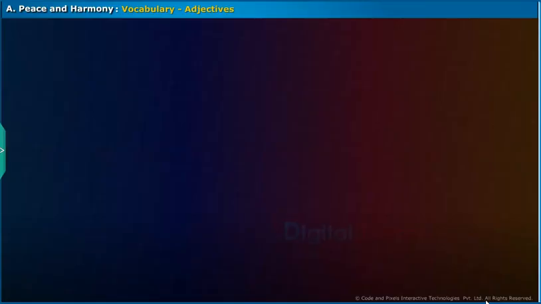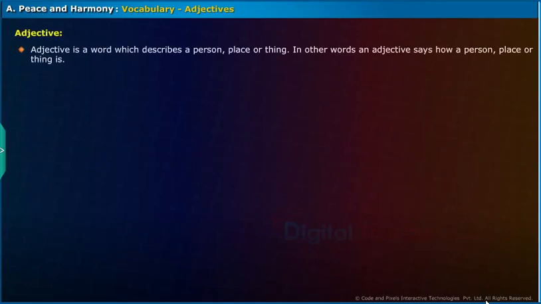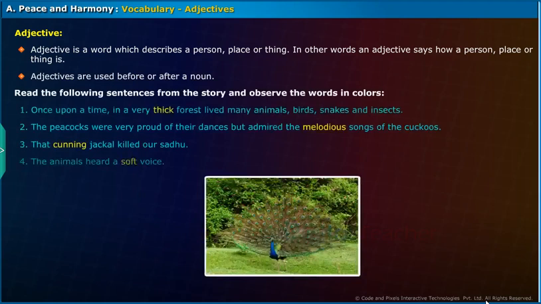In this section, let us learn about adjectives. An adjective is a word which describes a person, place, or thing. In other words, an adjective says how a person, place, or thing is. Adjectives are used before or after a noun. Read the following sentences from the story and observe the words in colors.